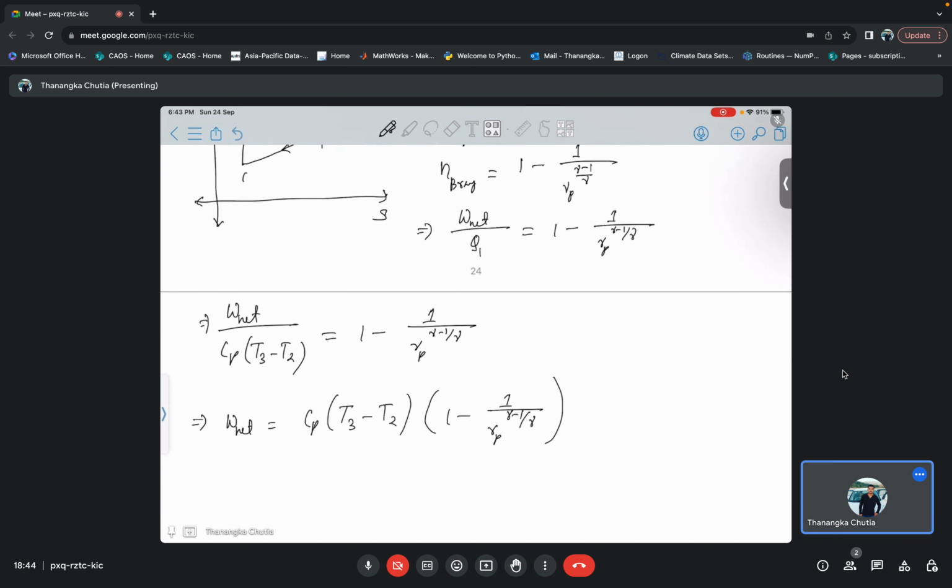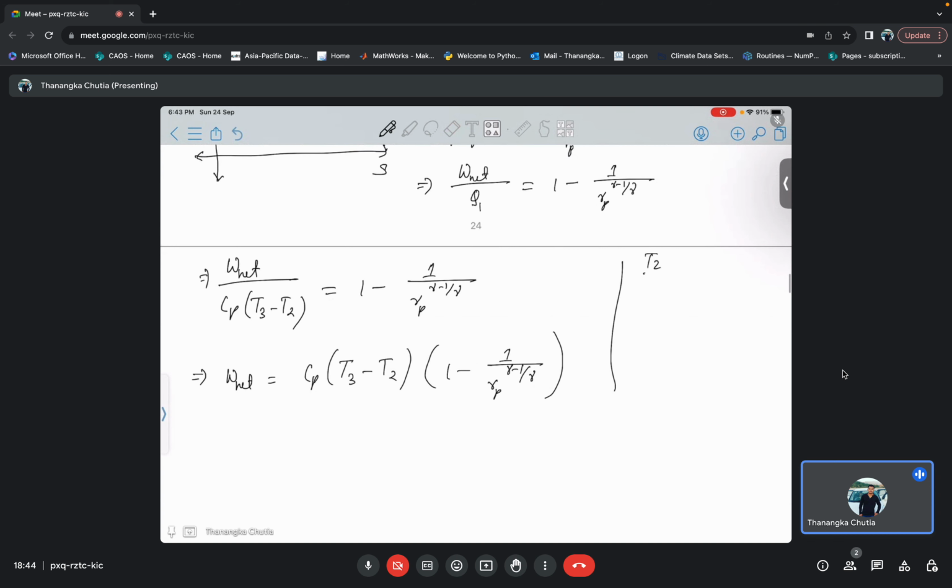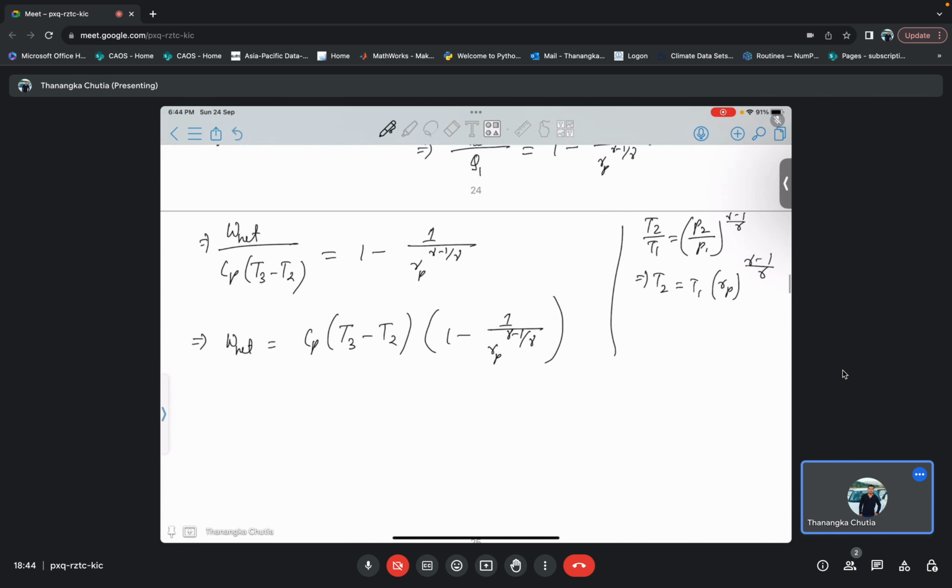Now T3 is the maximum temperature, but T2 I can express in terms of the minimum temperature also. How? T2 divided by T1 is equal to P2 divided by P1 to the power gamma minus 1 divided by gamma. So T2 is equal to T1 into rp to the power gamma minus 1 divided by gamma. So W net is equal to Cp into T3 minus T1 into rp to the power gamma minus 1 divided by gamma, into 1 minus 1 by rp to the power gamma minus 1 divided by gamma.